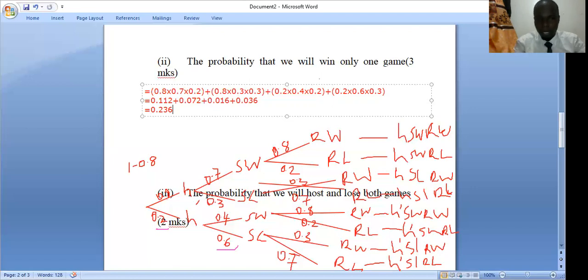Look at the marks, 3 marks out of 3. When you get the marks, just follow the diagram. The best part of this thing is you must know how to draw the diagram. Once you know how to draw the diagram, it becomes very, very easy for you to move around.